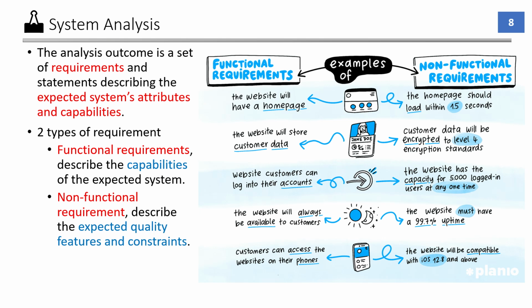For example, the system may allow users to log in, store customer data, process transactions, or display a homepage. In simple terms, functional requirements describe the functions and features of the system. The second type is non-functional requirements. These describe how well the system should perform and the constraints it must meet. Examples include how fast a web page should load, how secure customer data must be, how many users can access the system at the same time, or how often the system should be available.